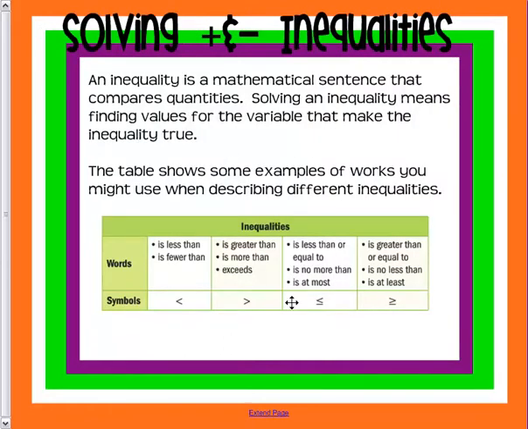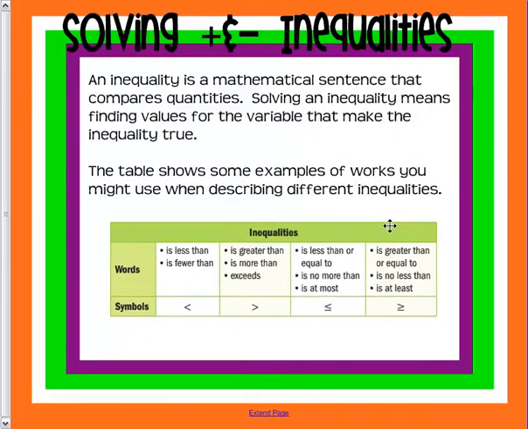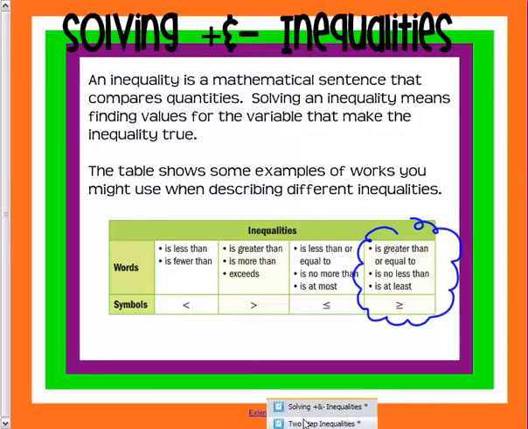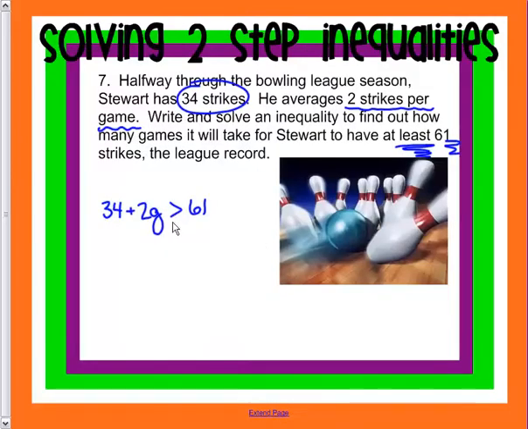So if we think back to that first day, we wrote down this inequalities box, okay? And in it, we see is at least, is this greater than or equal to sign. So we want to make sure that we put the underline, the equal to part, in this greater than sign. Because he can have 61 strikes, but he can also have more than 61 strikes. So this right here is the writing portion of the equation. Now we have to solve it, and you will have to do this on the test. So make sure that you take good notes.